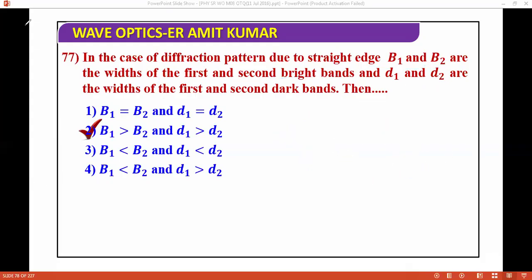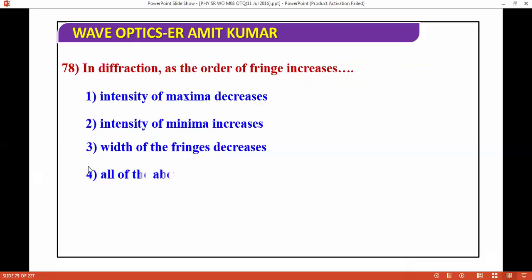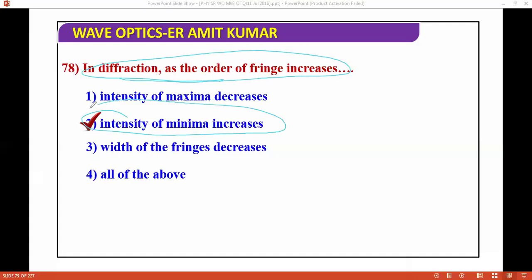So next question, I'm moving ahead. Next question is: in diffraction, as the order of the fringe increases, does the intensity of maxima decrease, the intensity of minima increase, or the width decrease? The correct answer is that the intensity of minima increases. So in diffraction, as the order of the fringe increases, the intensity of minima increases.